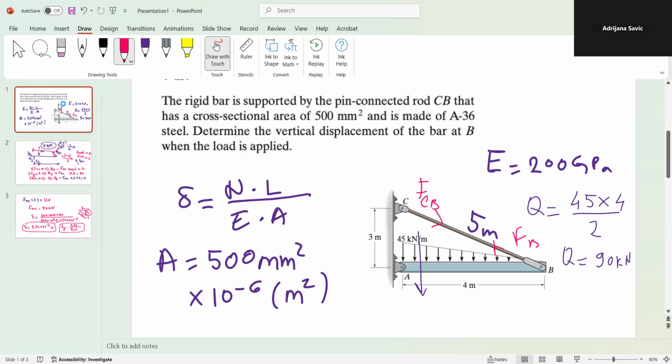So I wanted to do this video. I gave this to my students on the first exam on strength of materials, and I noticed that all of them struggled with how to find the internal forces. So that's why I prepared this video.